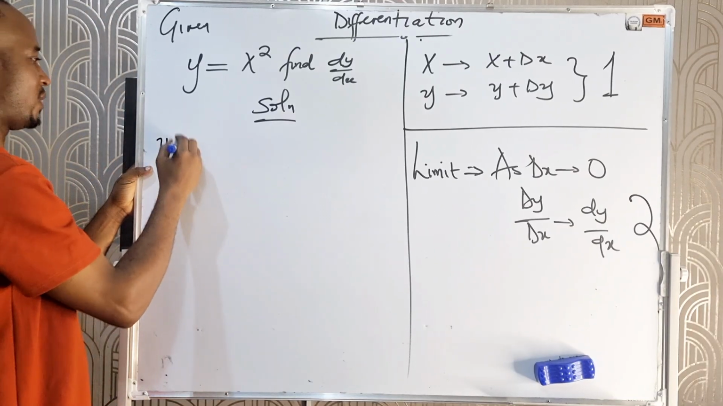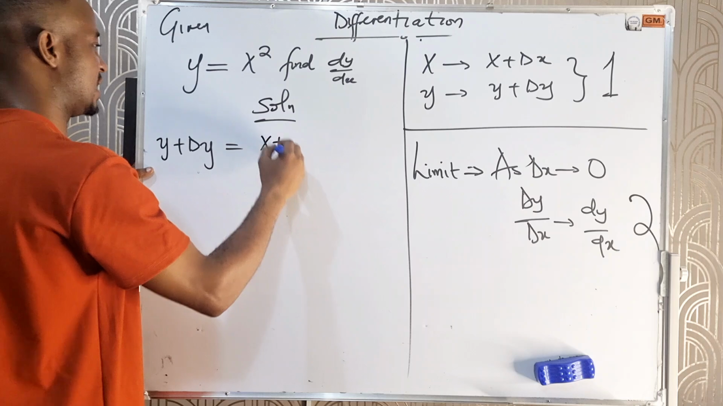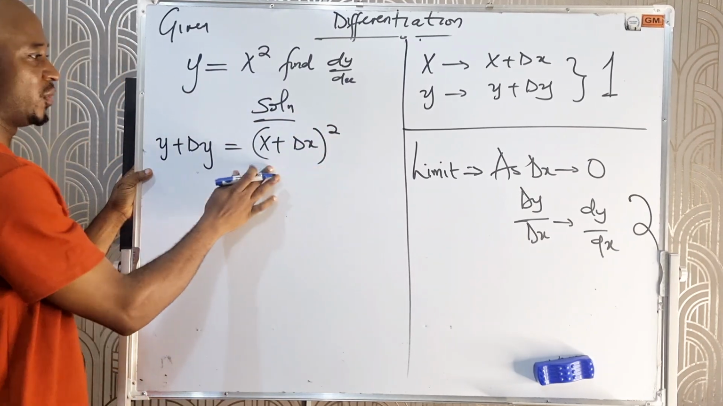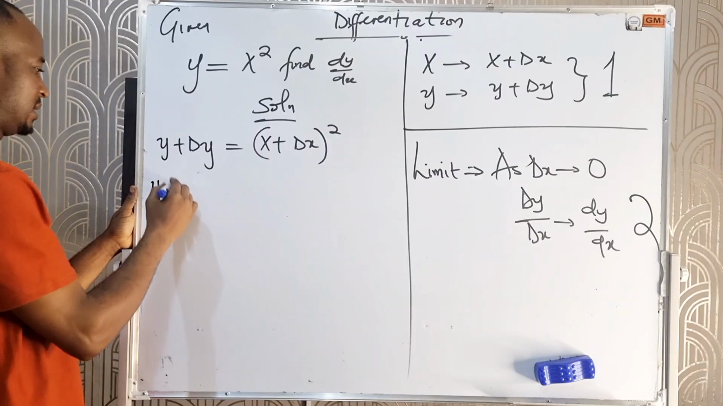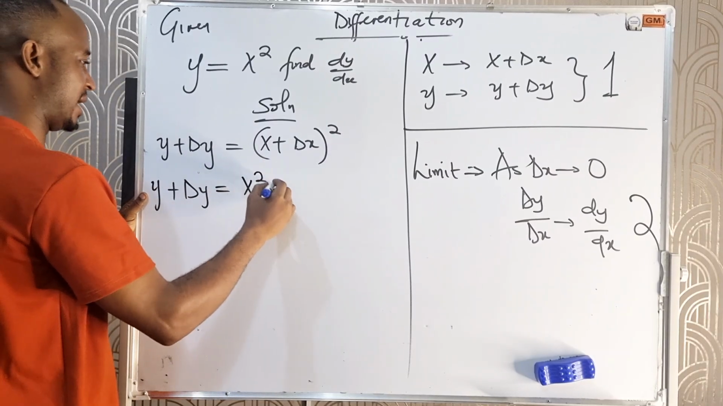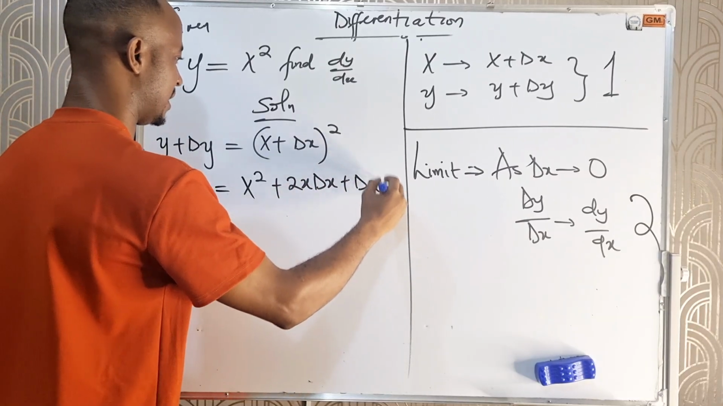Now let's go. Here becomes y plus delta y equals x plus delta x all squared. Then I'm going to expand this here. By expanding, this will give us x squared plus 2x delta x plus delta x squared.